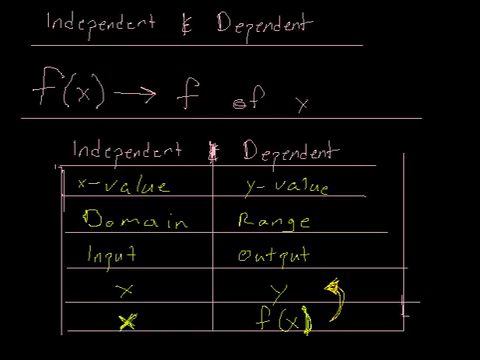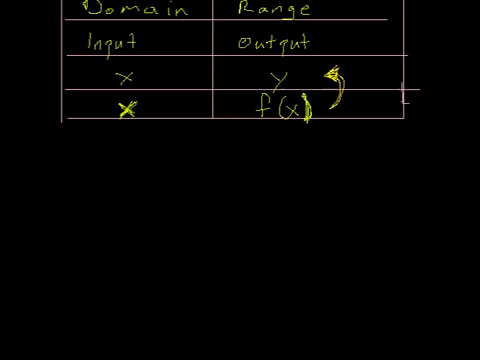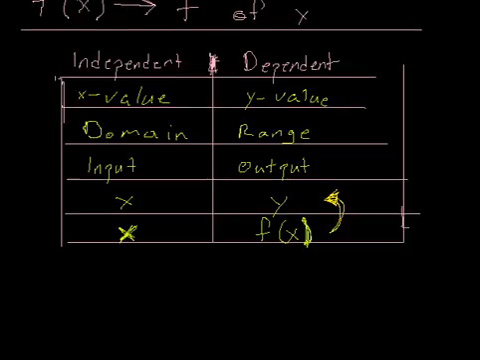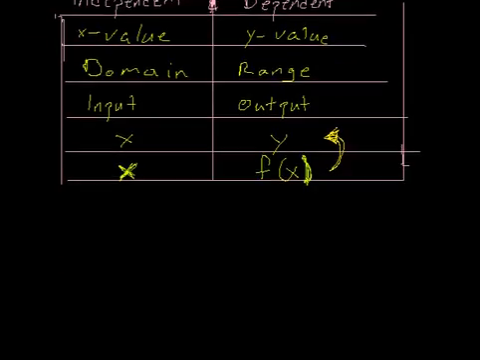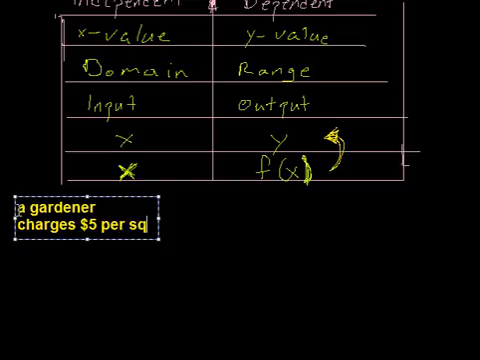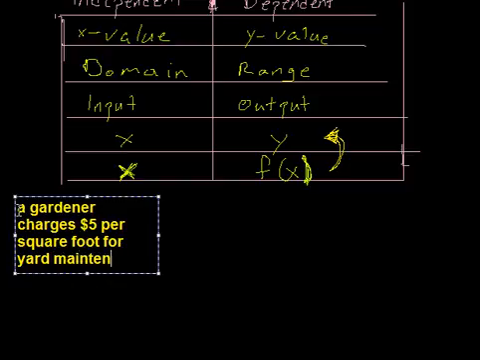So let's look at another problem here. I'm going to scroll down just a little bit. We'll keep these values in mind, but I am going to write out a word problem that says, a gardener charges $5 per square foot for yard maintenance. Cool. So let's find out what the independent and dependent variable are.